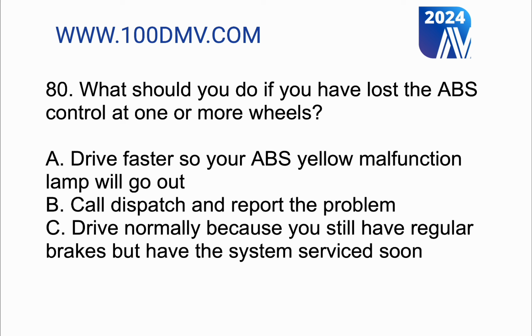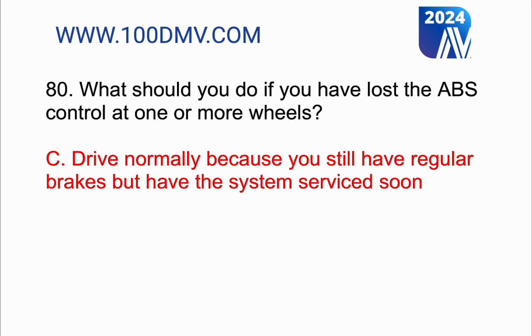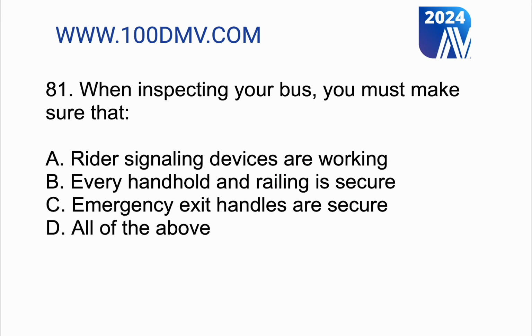80. What should you do if you have lost the ABS control at one or more wheels? A, drive faster so your ABS yellow malfunction lamp will go out. B, call dispatch and report the problem. C, drive normally because you still have regular brakes, but have the system serviced soon. Correct answer: C, drive normally because you still have regular brakes, but have the system serviced soon.